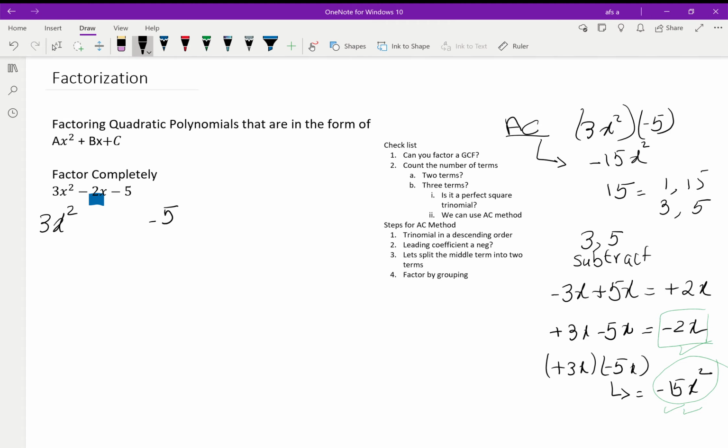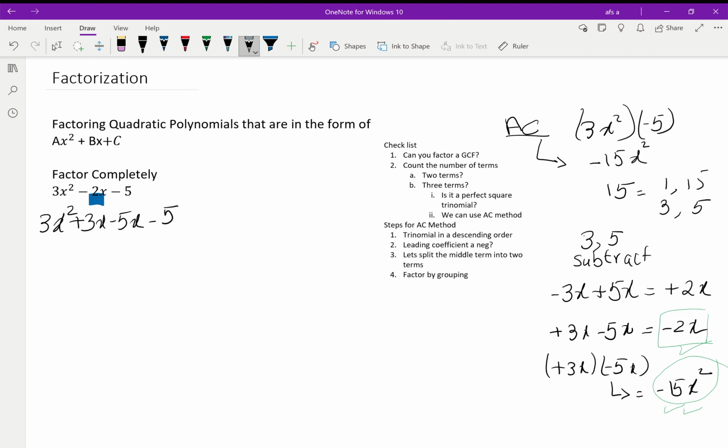Now, which way should we put it in here? It really doesn't matter, because whichever way you put it, it's going to give you the correct number, which is a negative 2x, or the correct term. But to make the problem easier, I'm going to put the 3x first, just because I'm working with the 3x term first, and I know that factorization is going to come out easier.